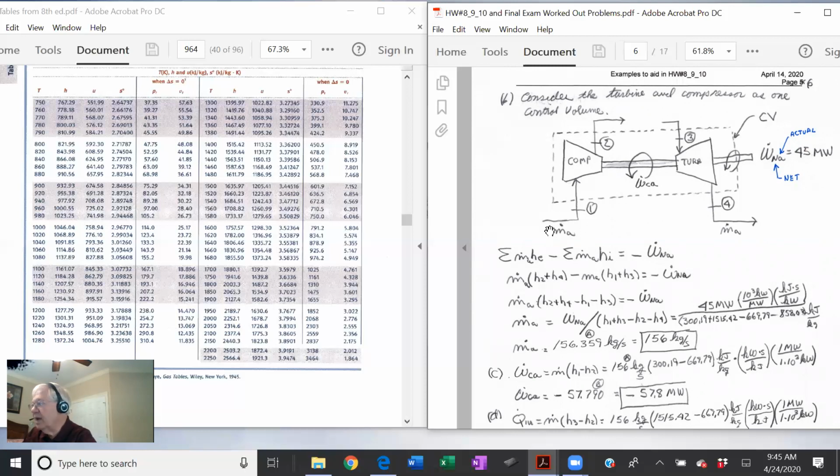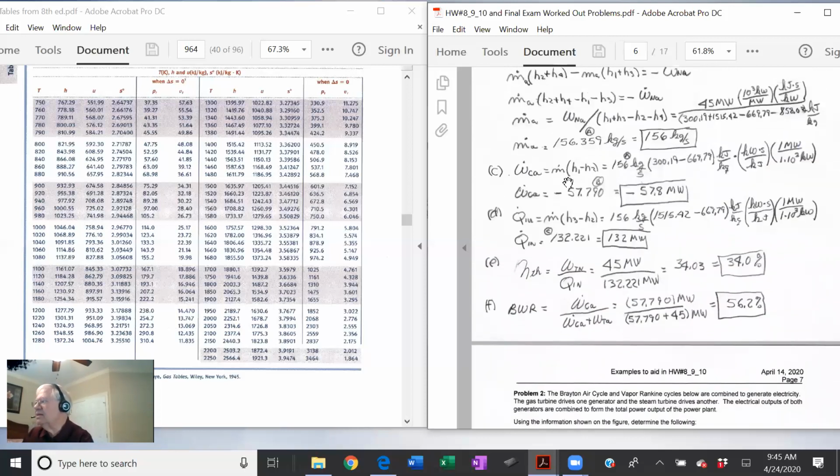And I know now that I have to take the whole thing in to get the mass flow. I can't do the compressor by itself or the turbine by itself because I don't know the mass flow. But if I take both of them together, I do know their collective net output is 45 megawatts. I know all the enthalpies, so I can calculate the mass flow. Now that I got the mass flow, I can analyze each one of these separately if I want to. So I can use that approach to find the work of the compressor actual, m dot H1 minus H2, and go through those calculations.